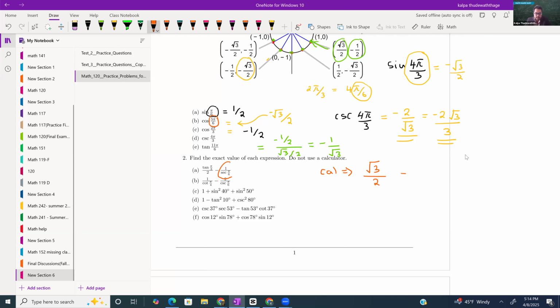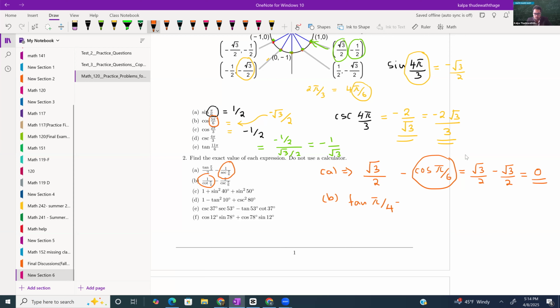1 over secant, you can write as cosine, because 1 over cosine is secant, 1 over secant is cosine. So root 3 over 2, cosine π/6, you will see it's root 2 over 2, which is 0 in this case. So check that in your unit circle and you will understand. 1 over cotangent is the same as tan.